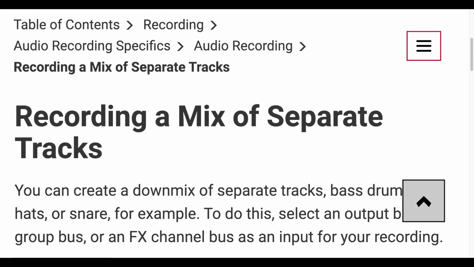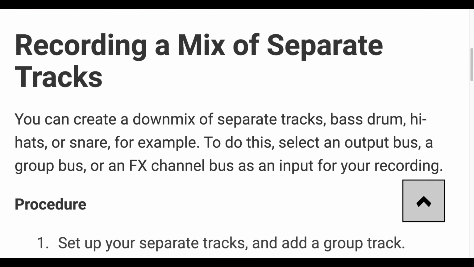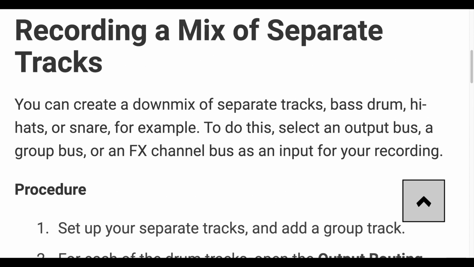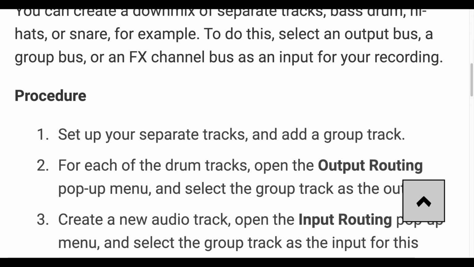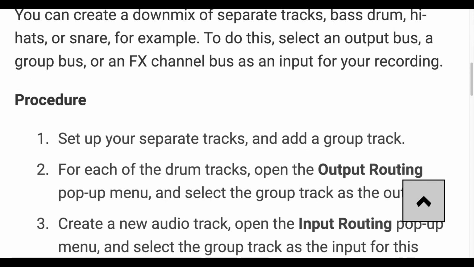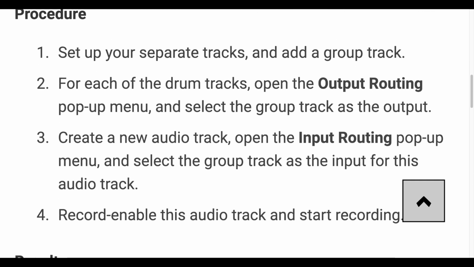Recording a mix of separate tracks. You can create a down mix of separate tracks, bass drum, hi-hats, or snare, for example. To do this, select an output bus, a group bus, or an FX channel bus as an input for your recording. Procedure. Set up your separate tracks, and add a group track.